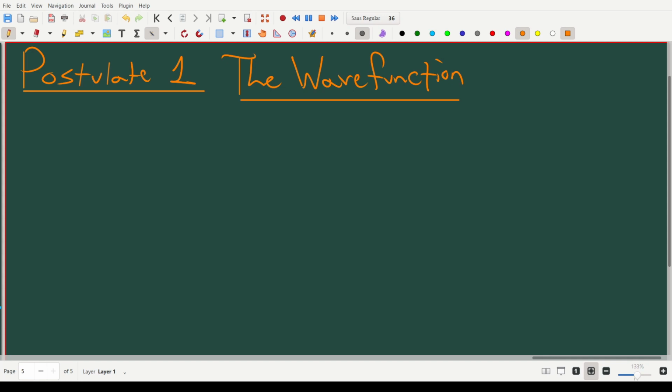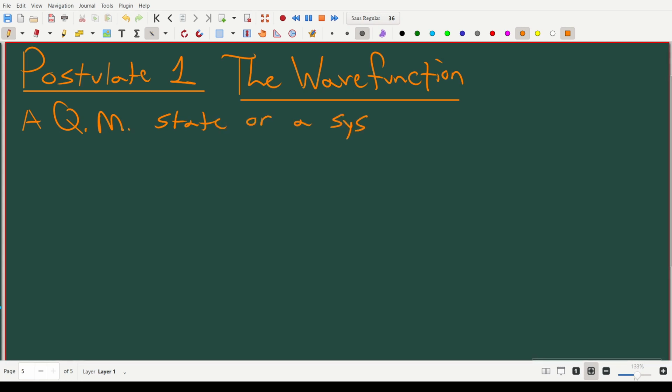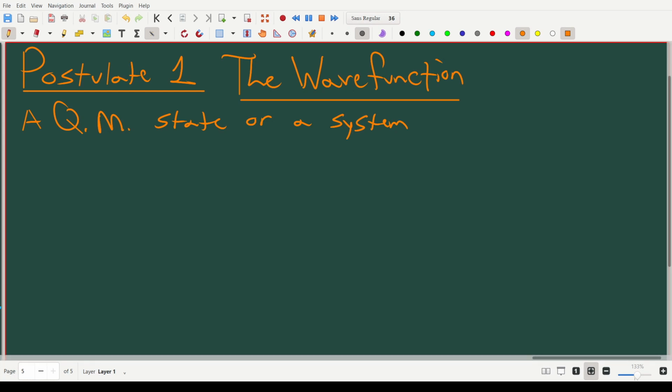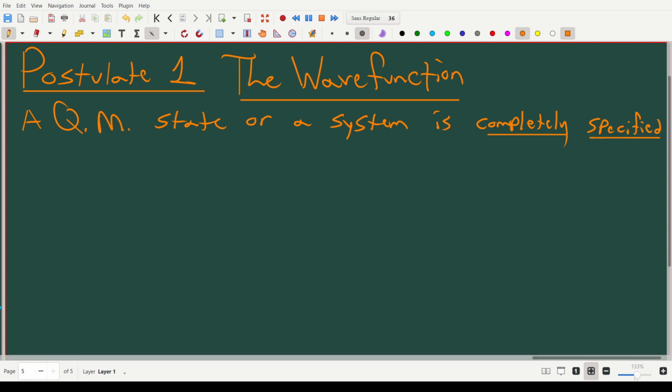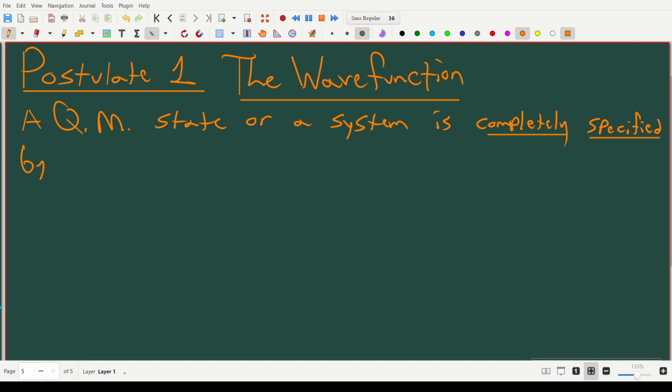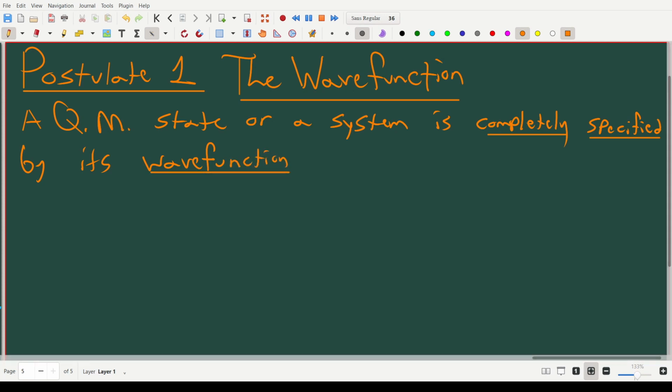All right, so a quantum mechanical system or state. Anytime I write QM, that means quantum mechanical or quantum mechanics, just to save space. A quantum mechanical state or system, could be a particle, could be an energy level of hydrogen, whatever, is completely specified. The important thing here is that the only thing we need to know about the system is this object, the wave function. It's completely specified by its wave function, which is a function. It takes some variables in and spits a number out.